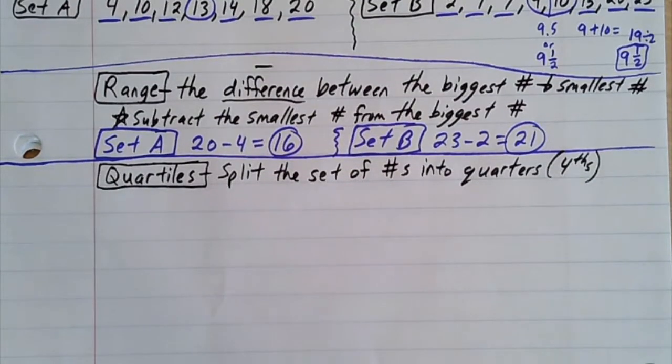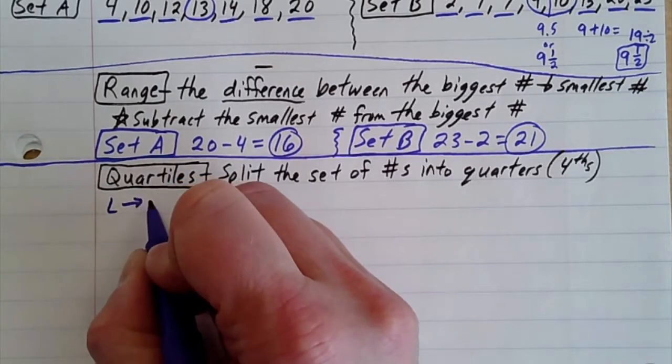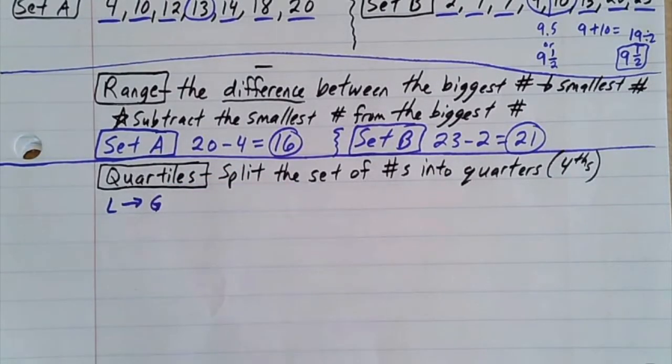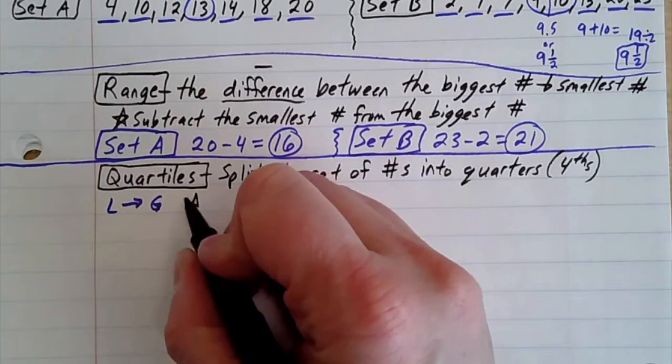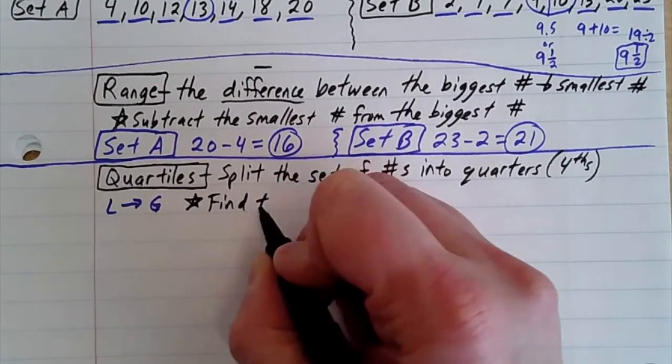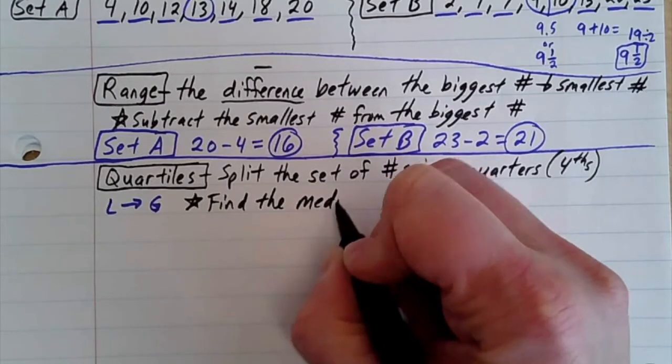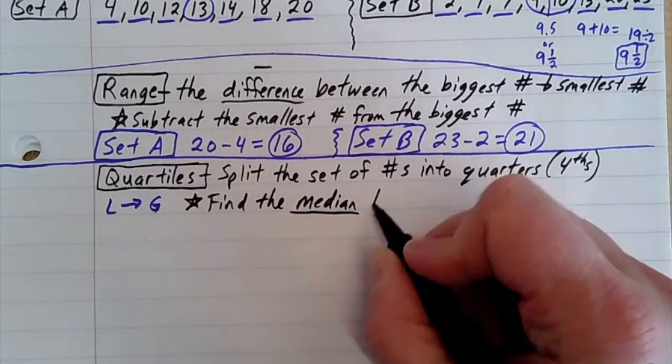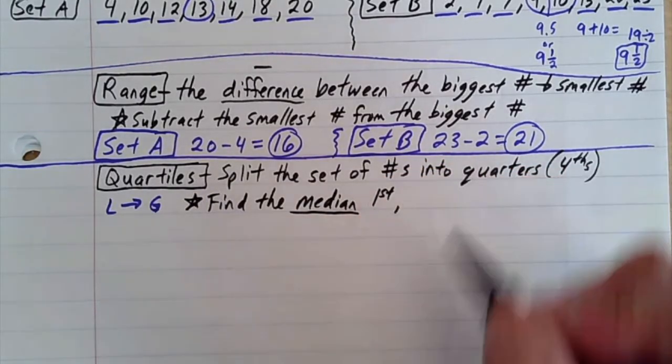So the best way to split them into quarters, first off, they have to be in order from least to greatest. You can't just randomly split them. Then you're going to find the median first. That's your middle number. That's like finding 50%. So you're going to find the median first. That's halfway, half of the data.